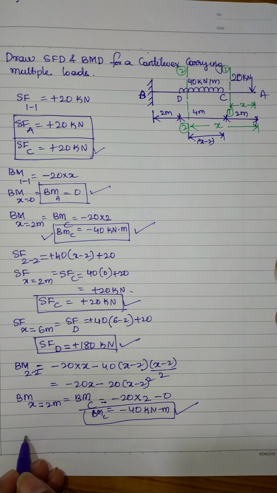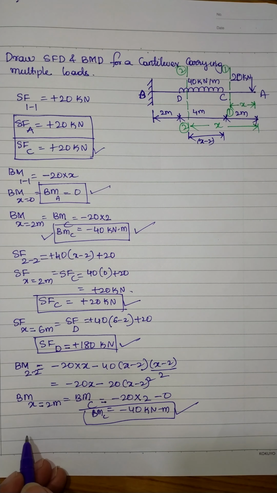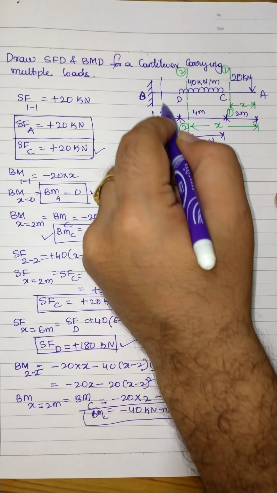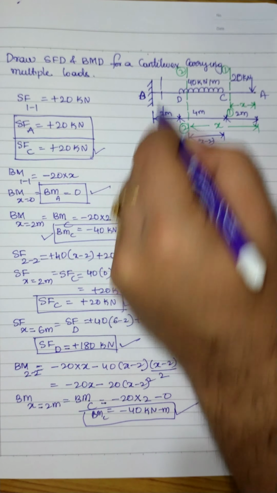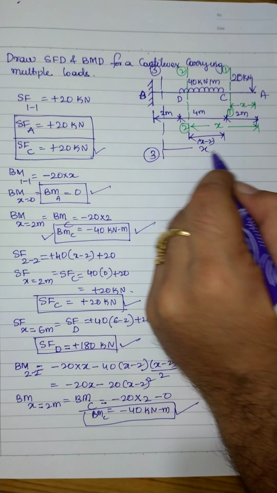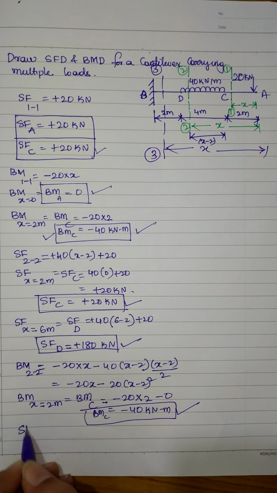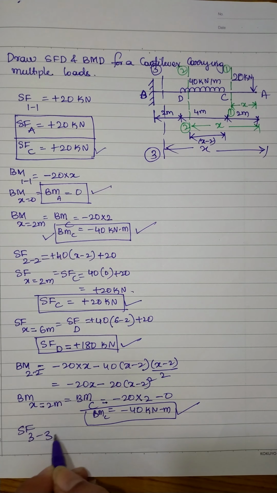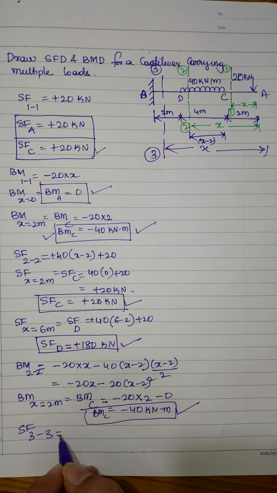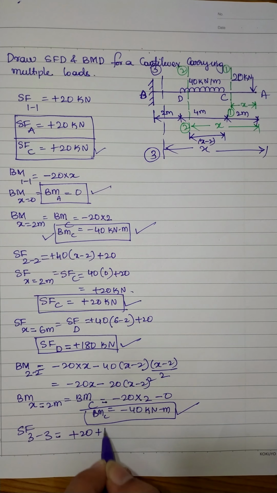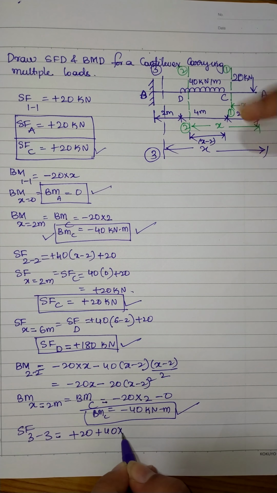Similarly, I'll take a section in between B and D. I'm just taking a section in between B and D. Let us call this section 3-3. It is again located at a distance of x. Now shear force at any section 3-3 will be equal to the sum of all the forces acting towards the right side, plus 20 plus 40 multiplied by 4 meter.